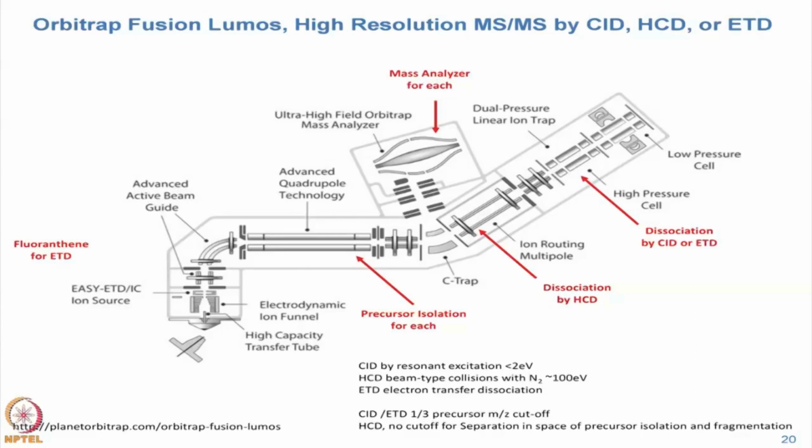So this instrument, a Fusion Lumos from Thermo, you put ions in here. You then have a way of isolating precursor ions here, and then you can do MS/MS by three different techniques. You can do something called higher energy collision dissociation. You can do collision-induced dissociation, or you can do electron transfer dissociation. Then you measure the spectra in the Orbitrap. It's also possible to measure them in the ion trap out here at lower resolution. You can go faster with lower resolution if you go out here.